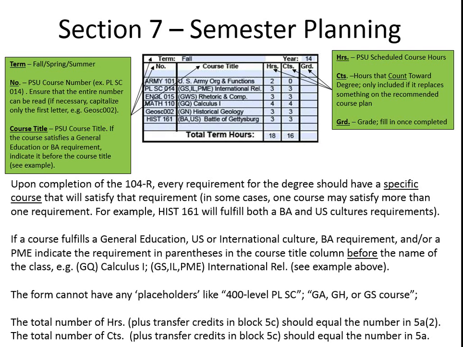Once you are done, check your plan by adding up the total credits under hours plus transfer credits. This should equal the number in 5A2. The total number of counts plus any transfer credits in Block 5C should equal the number in 5A. You may be 1 or 2 over, but if you are 3 or more over, you likely added an unnecessary class. If your total is less than 5A, your plan is missing something. Review and compare your worksheet in 104R.